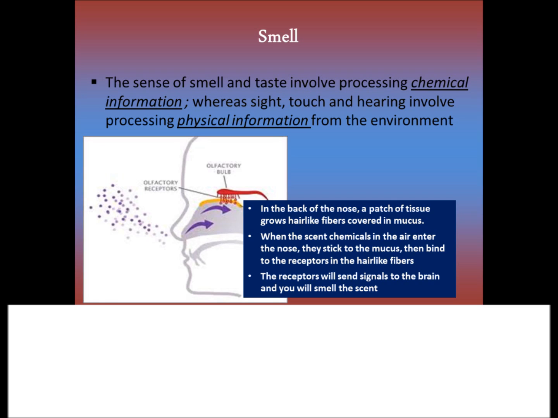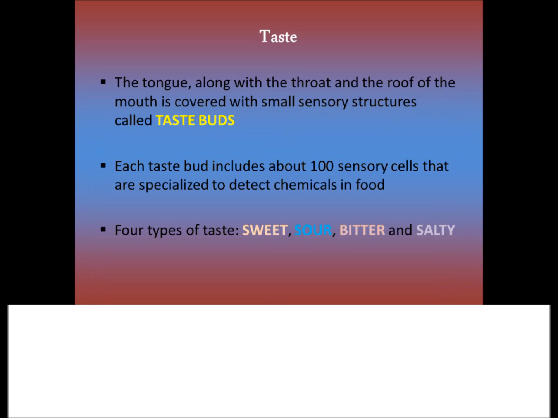The receptors are then going to send signals to the brain and you will smell the scent. The next stimulus I'll be talking about is taste. Now, the sense organ for taste is known as the tongue. The tongue, along with the throat and the roof of the mouth, is covered with small sensory structures called taste buds. Now, each taste bud includes about 100 sensory cells that are specialized to detect chemicals in the food.